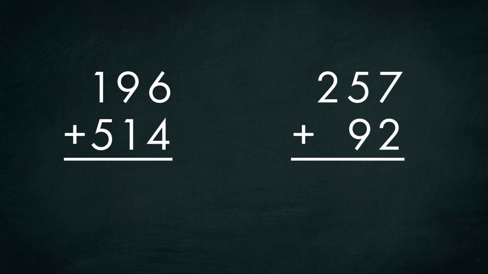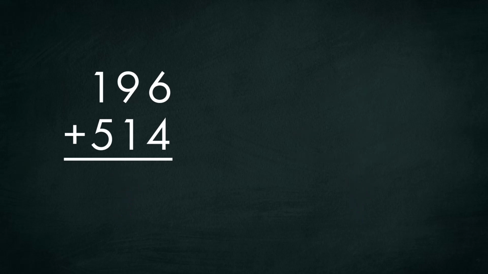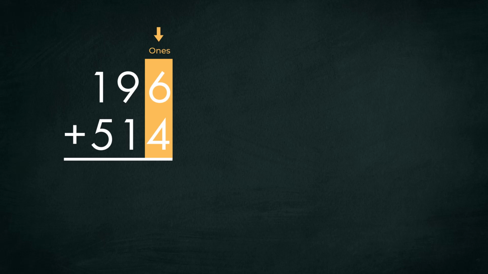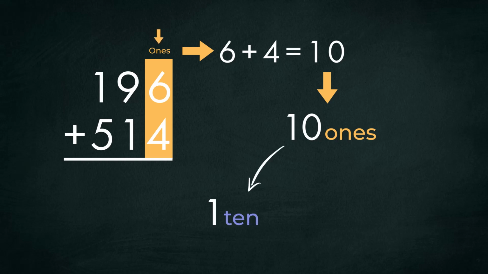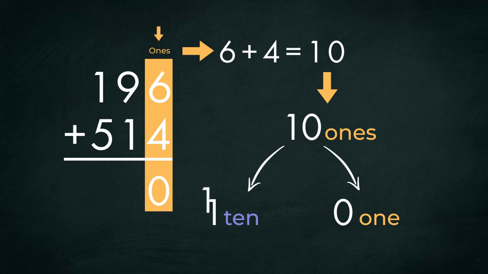The first problem is 196 plus 514. Of course, we can't forget to align these numbers first. Then we will work with the ones column. Here we have 6 plus 4 equals 10. Okay, using the regrouping method, how should we transform 10? Since this is the sum of the ones column, we know 10 represents 10 ones, and 10 ones make 1 ten, which means we are left with 0 ones. From here, let's write down 0 in the ones column and carry that 1 ten to the tens column.